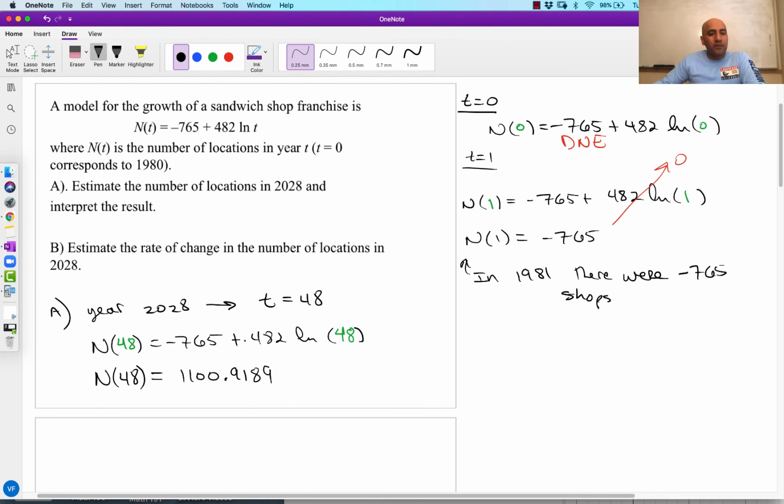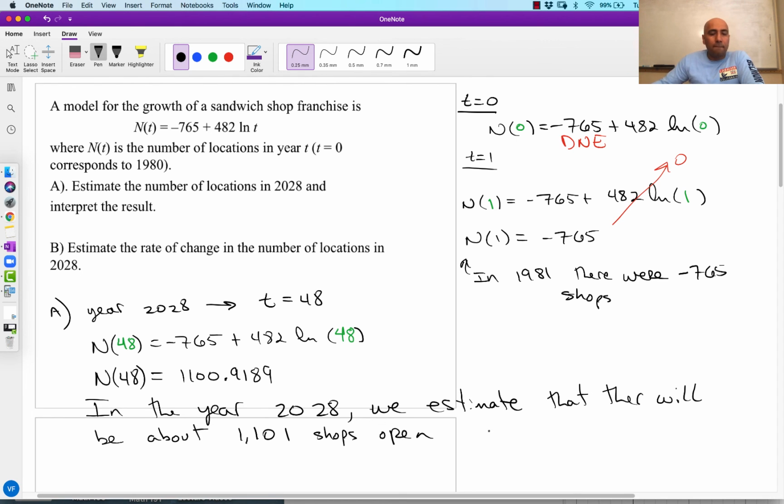Okay, so remember, this function is approximating the real world, so there wouldn't be 1,100.9189 shops open. It's going to be something close to that, so we can round. So we can say that based on our approximation, according to our model, in the year 2028, we estimate that there will be about 1,101 shops open, approximately.